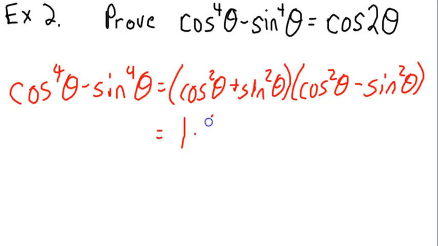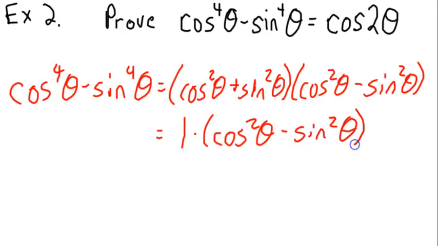So you have 1 times cosine squared theta minus sine squared theta. Now if you look at your double angle identities, cosine squared theta minus sine squared theta is equal to cosine 2 theta. So this simplifies down to cosine 2 theta, which is what we're trying to prove. So use a difference of squares, Pythagorean identity, and then the double angle identity.